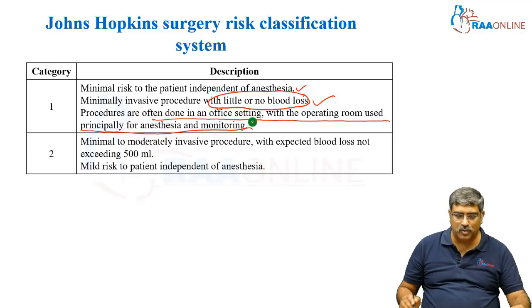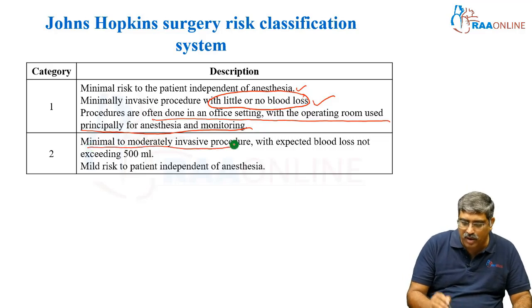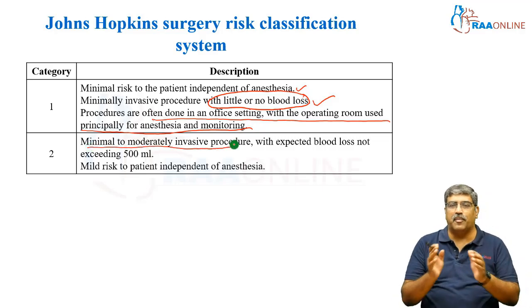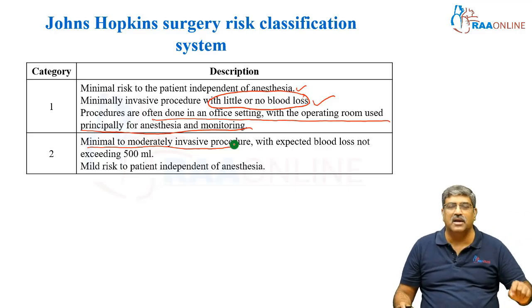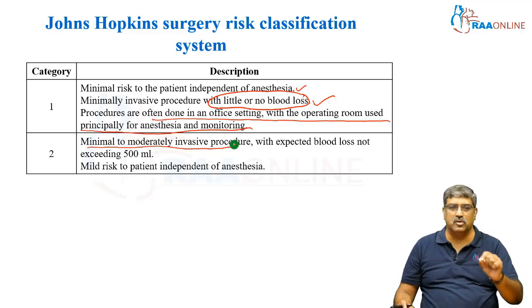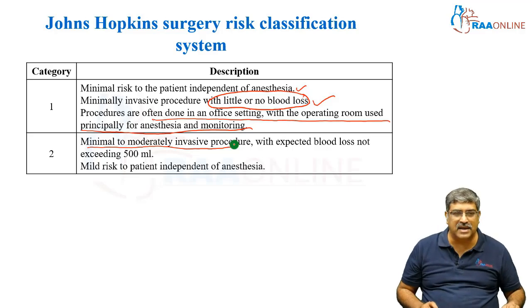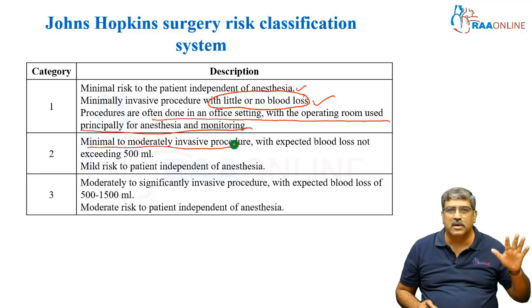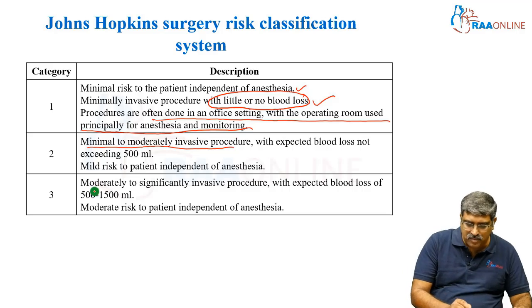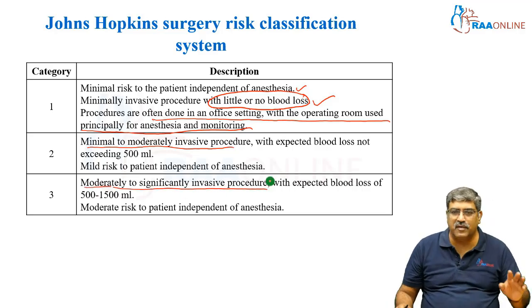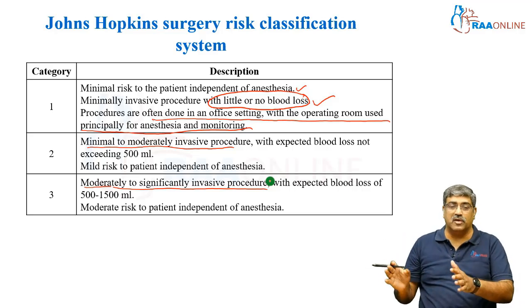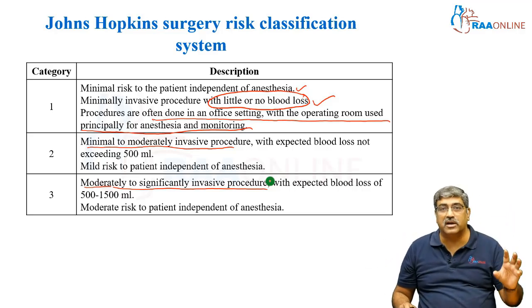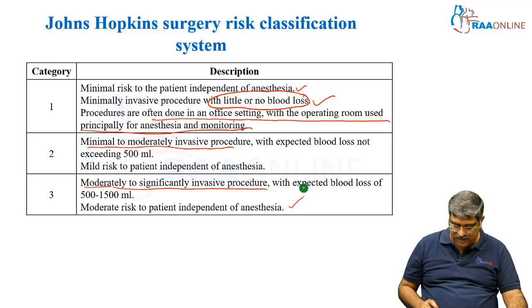Coming to category 2, it is a minimal to moderately invasive procedure. The blood loss does not exceed 500 ml. It has a mild risk to the patient independent of anesthesia. Coming to category 3, there is a moderately significant invasive procedure. The expected blood loss is between 500 to 1500 ml. It is moderate risk to the patient independent of anesthesia.